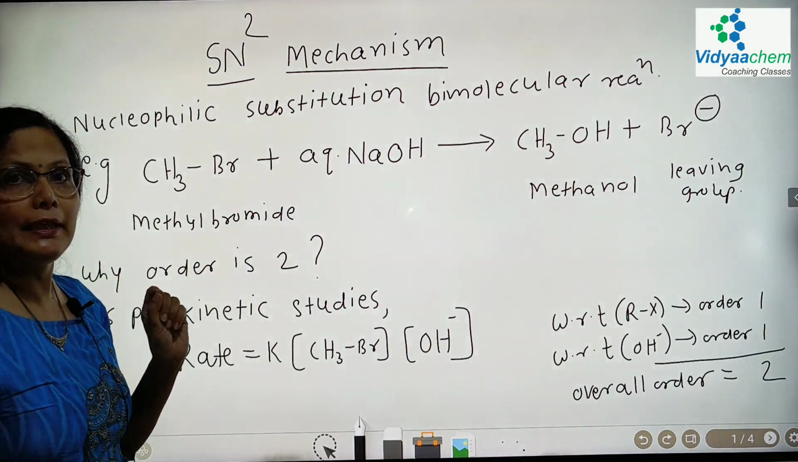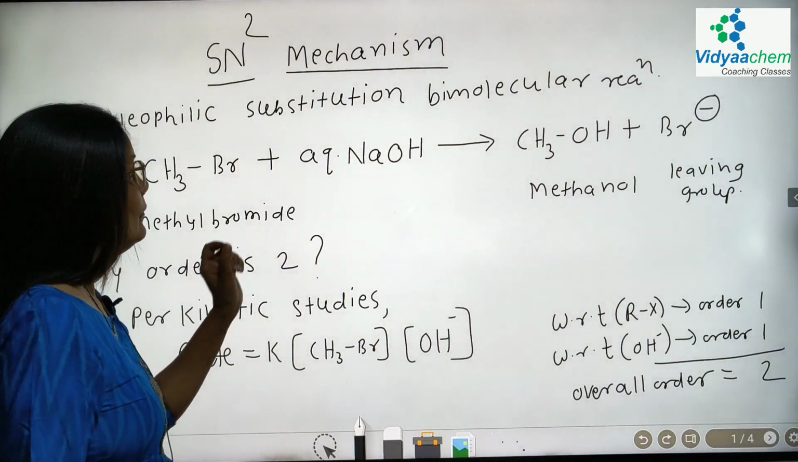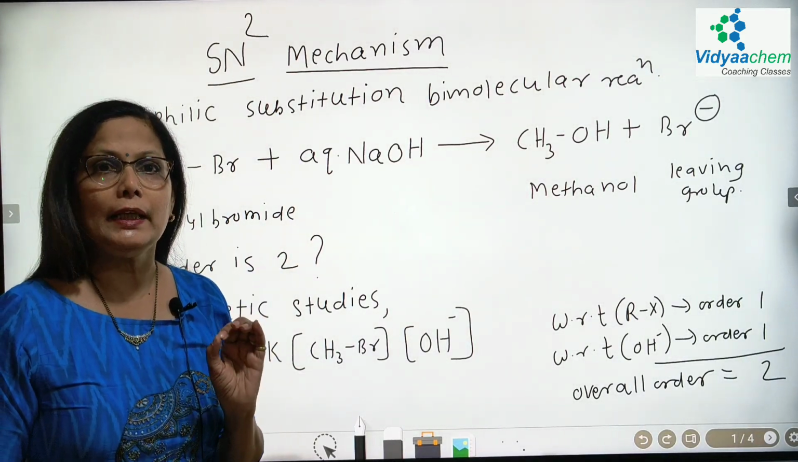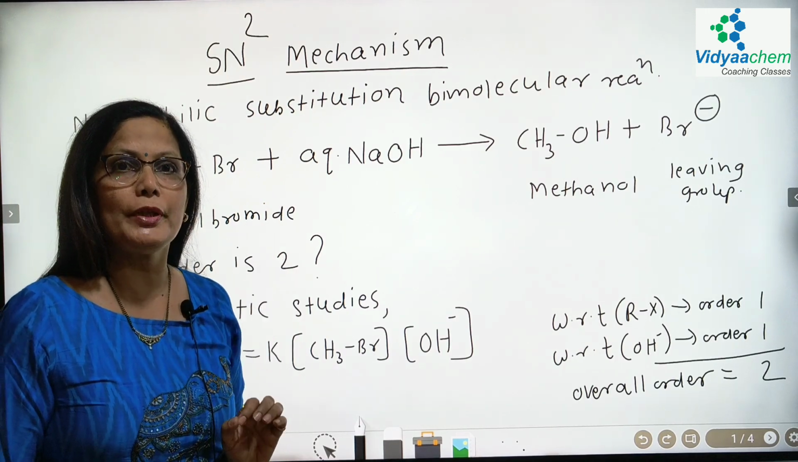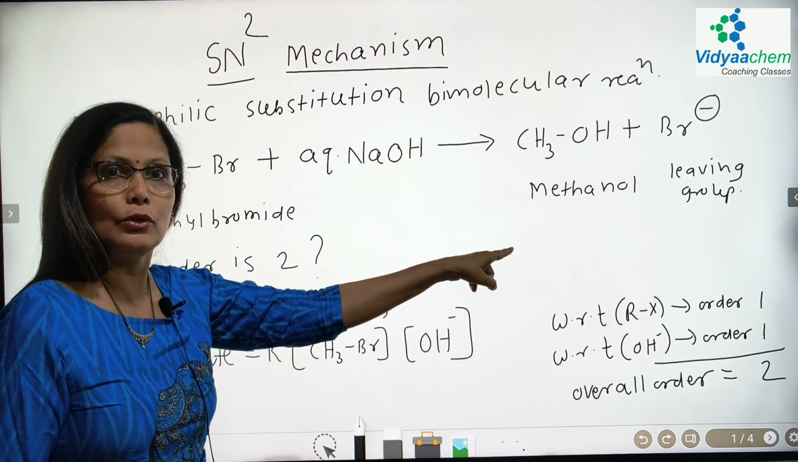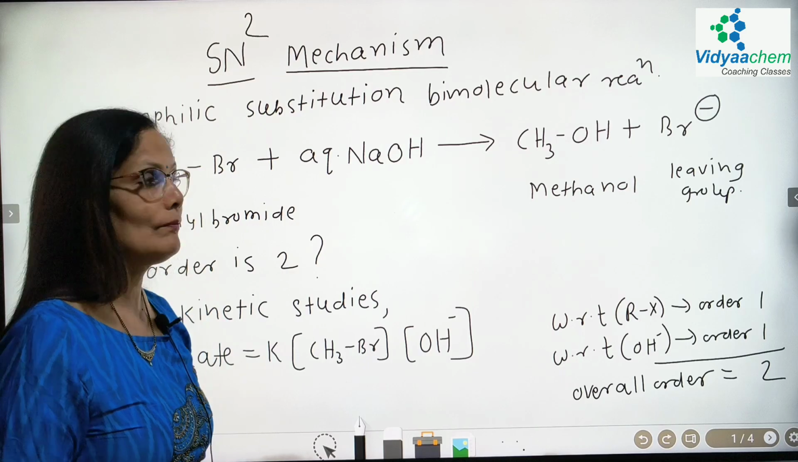Its example is methyl bromide, an alkyl halide, when reacted with aqueous NaOH. Simply, the halogen is substituted by the nucleophile OH minus, and you will get methanol, methyl alcohol, and your leaving group is Br minus, bromide ion.